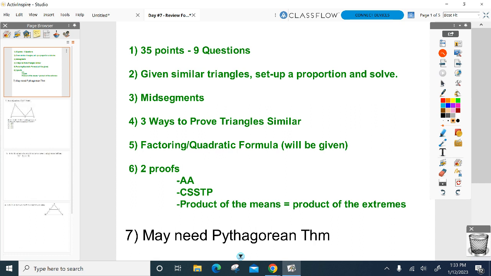And it's got to be joined by the midpoints. Got to be midpoints. Okay, just because you see 2 sides are being joined doesn't mean it's a mid segment. It's got to be midpoints.